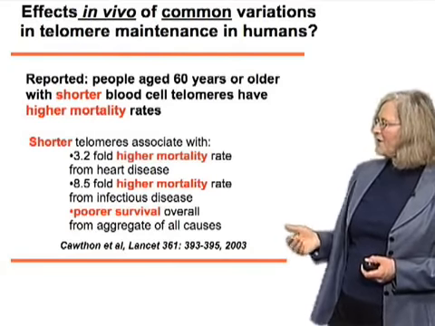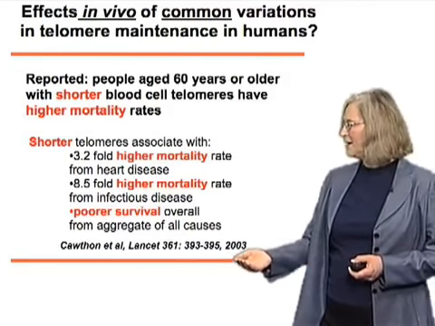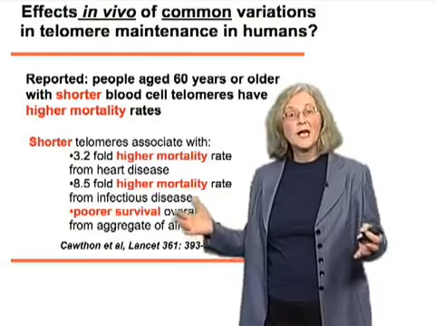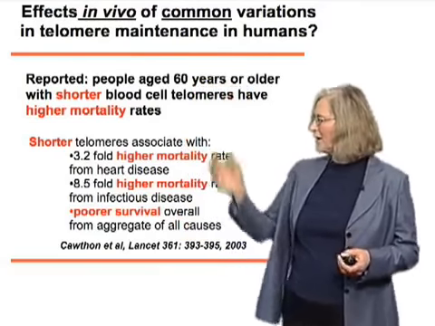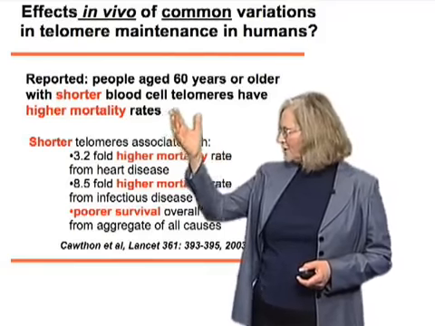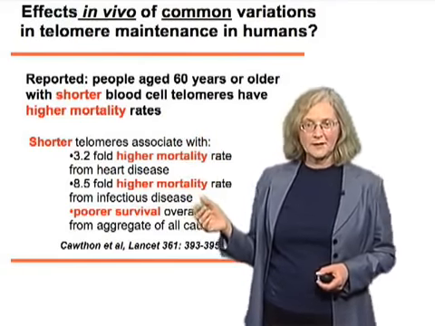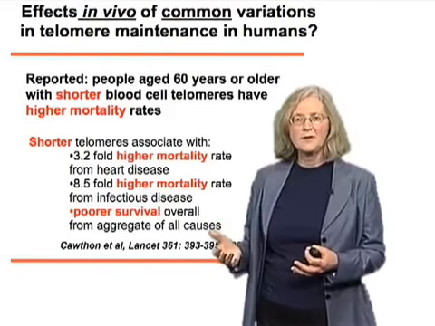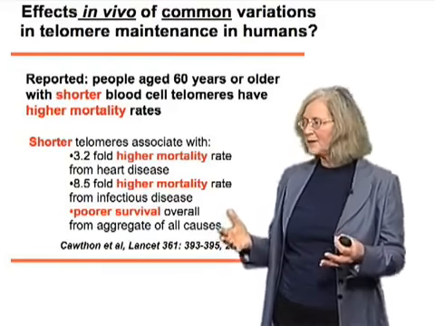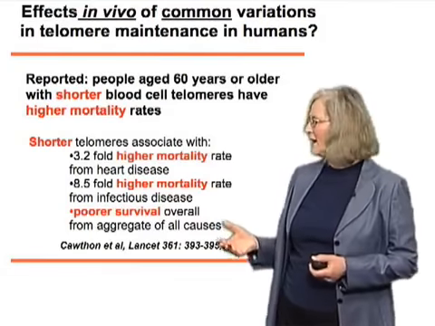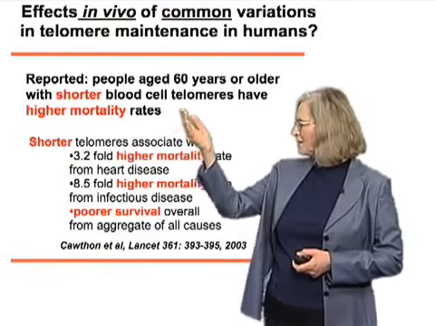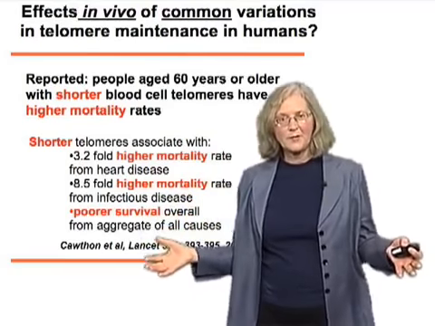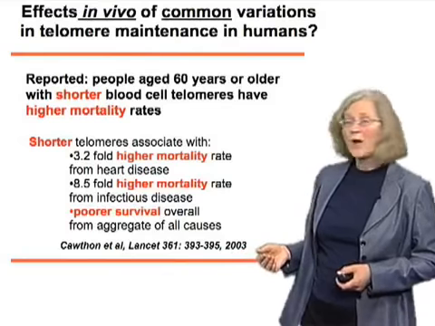So to put it in perspective, a very interesting observation was made in 2003 by Cawthorne and colleagues, and they reported in a cohort of about 140 unrelated people aged 60 years and older, when they had shorter telomeres in their white blood cells, which are the cells that are easily analyzed, and a blood sample taken from a healthy individual can be analyzed for its white blood cell telomeres and the average telomere length in those cells, it was found that such individuals with shorter blood cell telomeres have higher mortality rates than those in the same cohort of people with longer telomeres in those white blood cells.